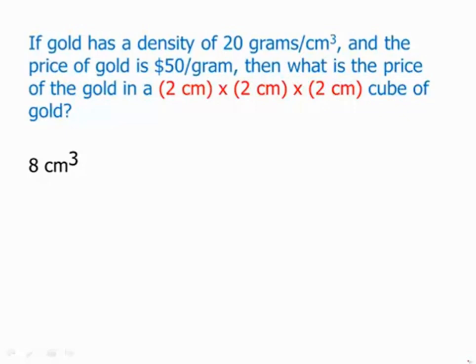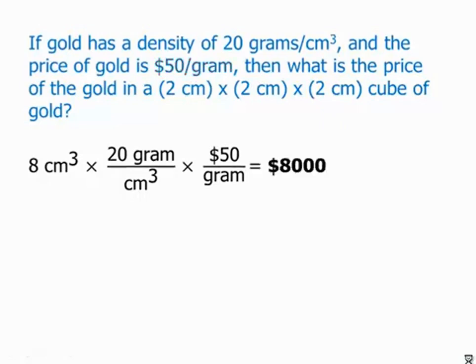Well, I want to multiply that by a rate so those cubic centimeters cancel. So I'm going to multiply it by that first rate, 20 grams per cubic centimeter. That way the cubic centimeters will cancel. Then I'd be left with grams. Now I want to multiply something so the grams cancel. If I multiply now by $50 per gram, then the grams cancel, and I'll be left with units of dollars. And that's what we're looking for. We're looking for the price. So I'll point out here, this is actually very easy now because 20 times 50 is just 1,000, times 8 is 8,000. So that would be worth $8,000.